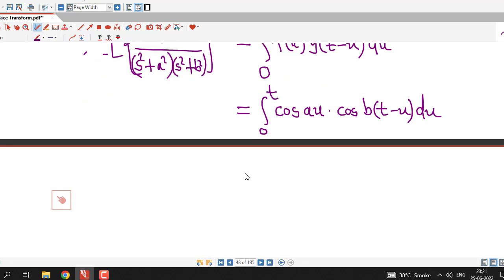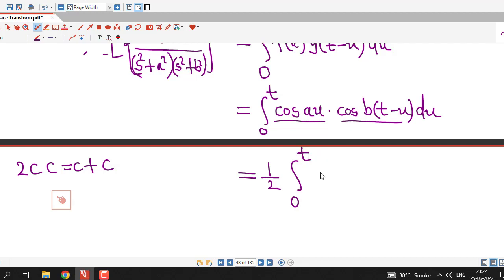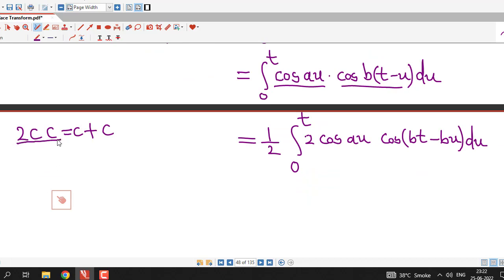So now we have to integrate this product, and we can apply the formula 2 cos C cos D equal to cos of C plus D plus cos of C minus D. Here we require 2 in the product, which we can get by dividing and multiplying by 2. So we divide by 2 and multiply by 2, and this we rewrite as cos of bt minus bu, integral with respect to u. So 2 cos C cos D equal to cos C plus D plus cos C minus D. Here we will use that formula.